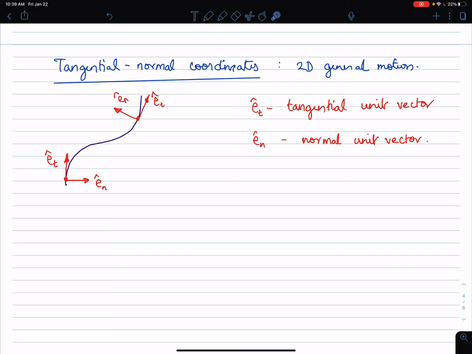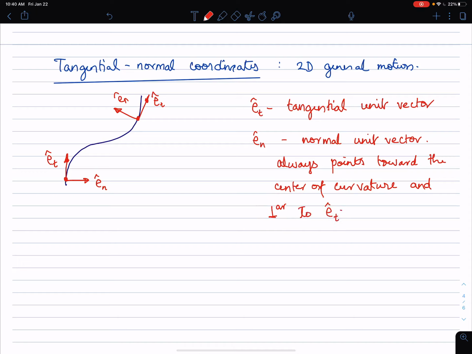So I intentionally drew this picture like so. Is there a question that sort of arises from this definition? I'll let you guys think about it as I write this down. So E_n always points toward the center of curvature, and perpendicular. So this symbol means perpendicular to E sub t, okay?